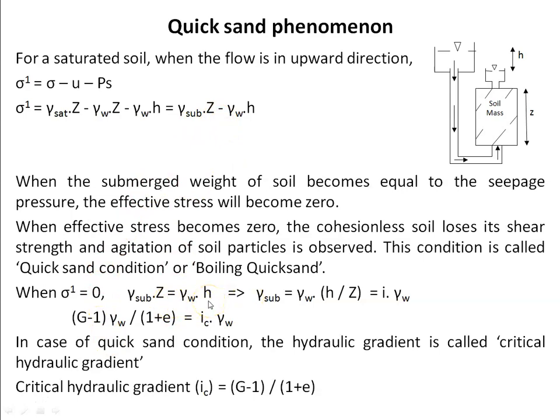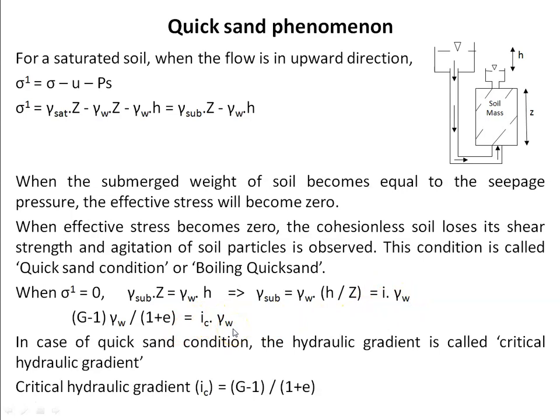So from this we can write submerged unit weight equal to gamma W into H by Z. What is H by Z? It is nothing but the hydraulic gradient. So we can write i into gamma W. Then the submerged unit weight, we know, is equal to (G minus 1) into gamma W divided by (1 plus e), which is equal to hydraulic gradient multiplied by unit weight of water.